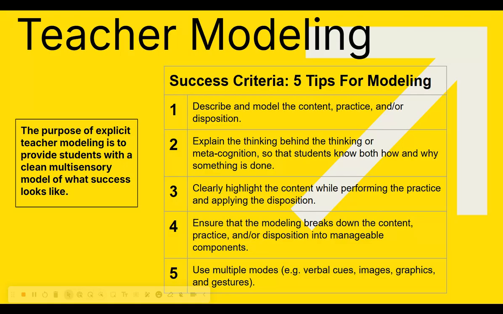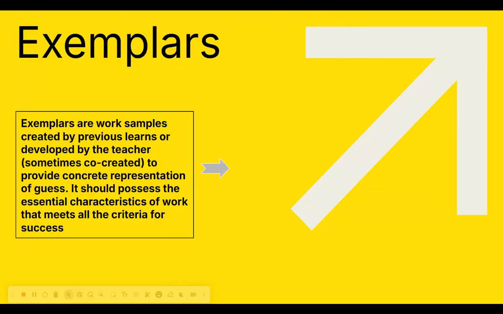And number 5, and last tip for modeling, use multiple modes, which might mean using verbal cues or images or graphics or gestures or even video. My favorite are exemplars. Exemplars are work samples created by previous learners or developed by the teacher and sometimes co-created to provide concrete representation of the work. It should possess the essential characteristics of work that meets all the criteria for success. So learners can use these exemplars themselves.